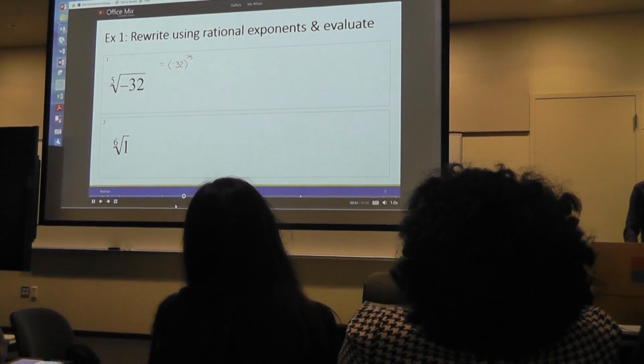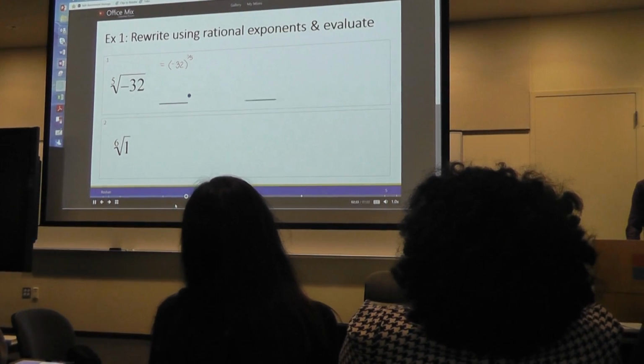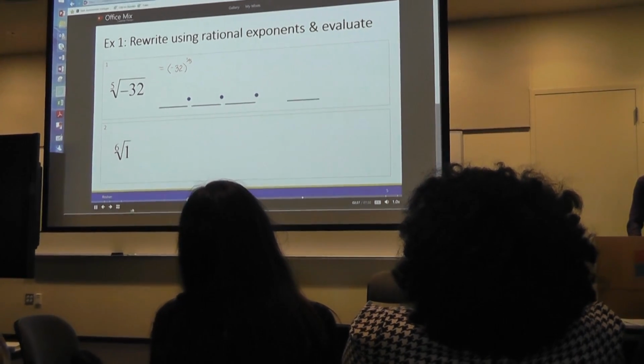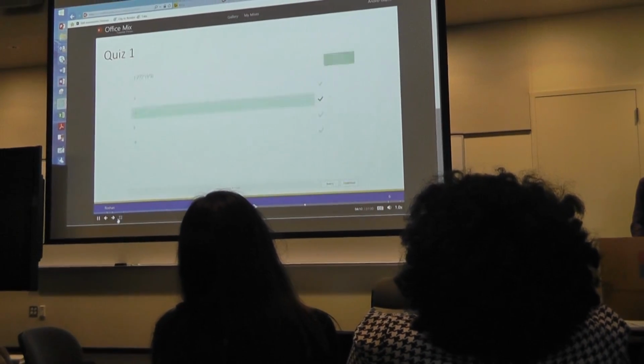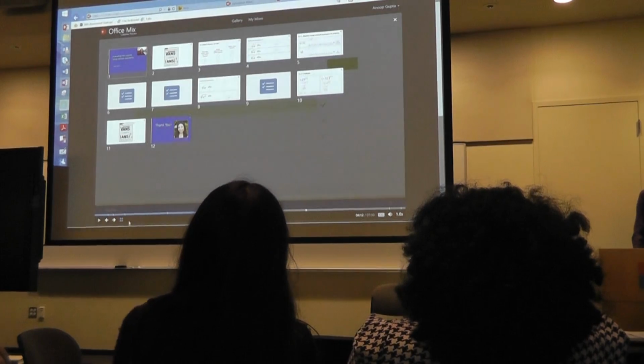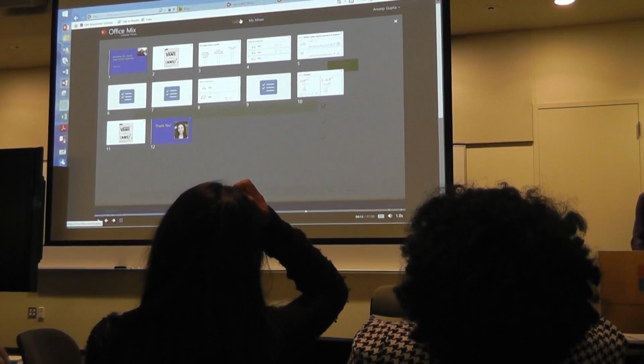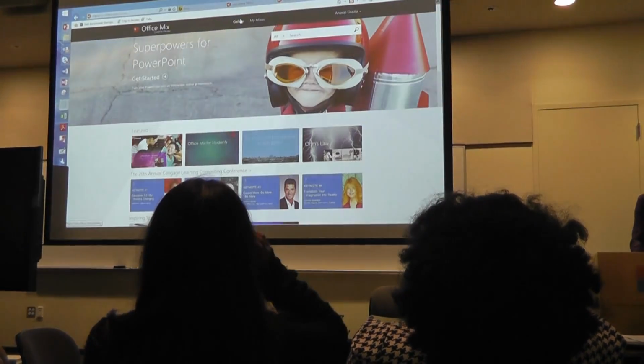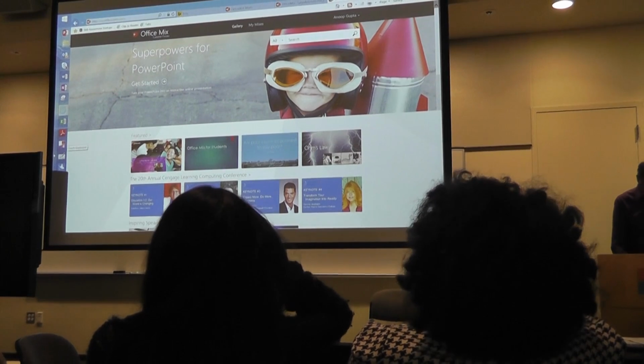To evaluate the fifth root of -32, we want to ask ourselves, what times what? So it might look fancy, but again, she has a quiz embedded right inside, and again, you have a visual table of contents associated with it.